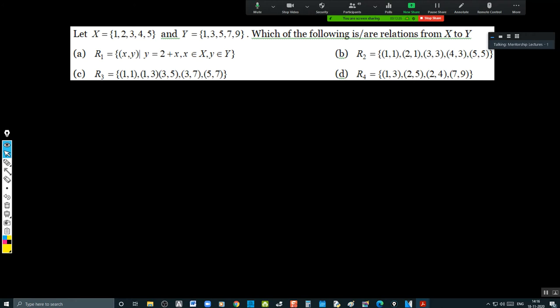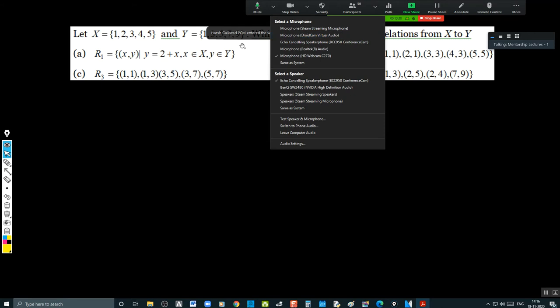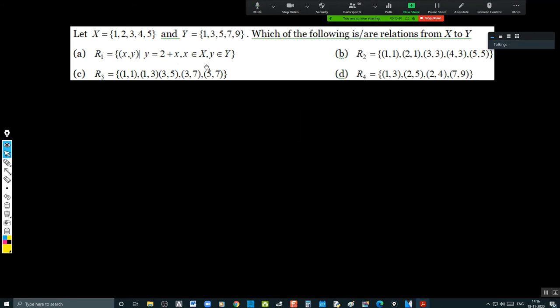What is it? Anyone, do you answer this, please? R1, Y is equal to 2 plus X. If you substitute 1 here, it is 3. It is there already. So the answer is C. We did it now already? Yes, sir.